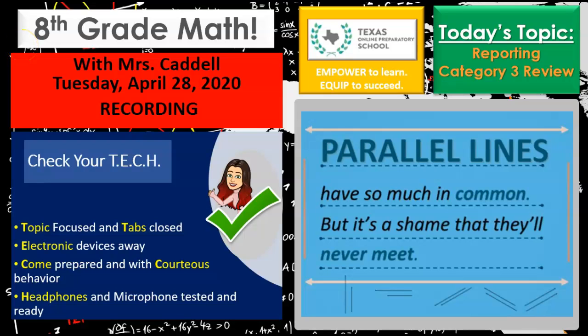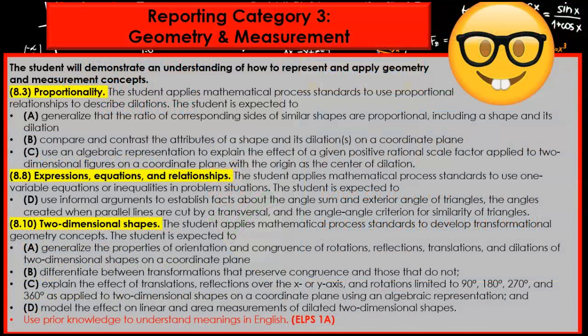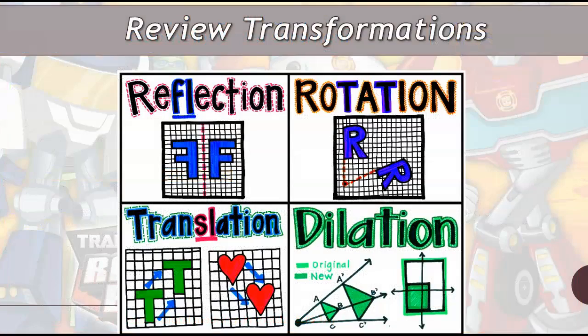For Tuesday, April 28th, 2020, we are continuing our review of reporting category 3. Reporting category 3 is over geometry and measurement, specifically proportionality, expressions, equations, and relationships, and two-dimensional shapes. So today we're going to be reviewing transformations.